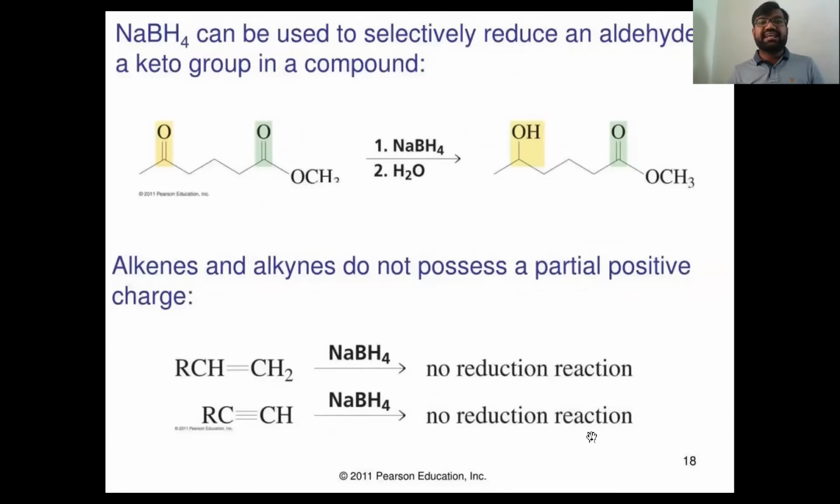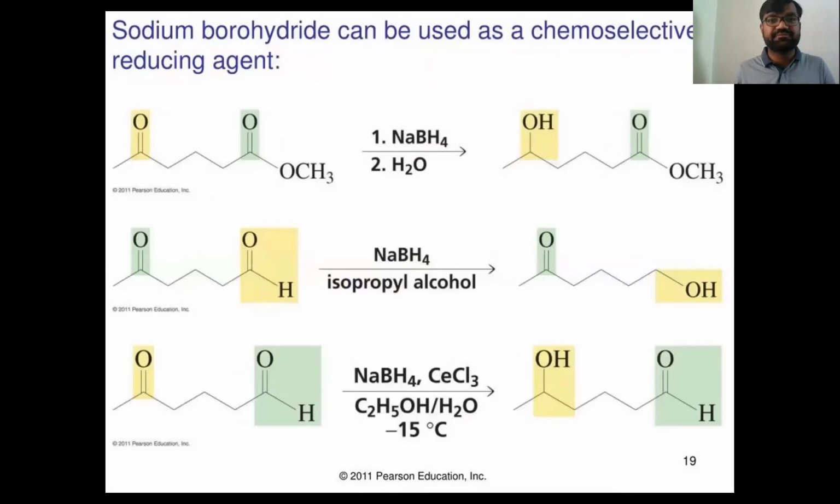Sodium borohydride is selectively used to reduce aldehyde, but it will not reduce ester. To reduce ester, we can use lithium aluminum hydride. Further, it will not reduce alkene and alkyne. No reduction. But to reduce alkene or alkyne, we can use palladium charcoal, as we have seen in the previous slides. So sodium borohydride is a chemoselective reagent.